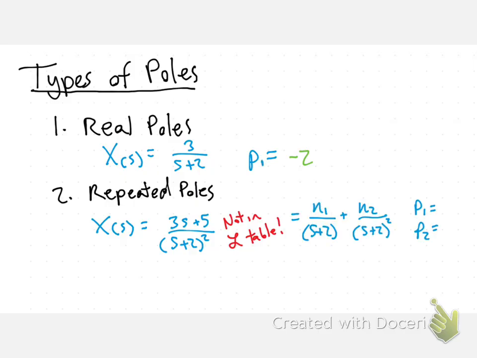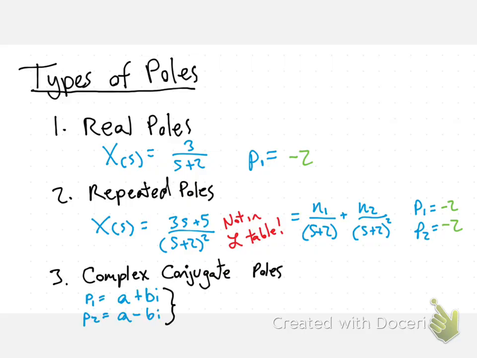So we're going to have one numerator over s plus 2. So there we have one pole at negative 2. And then we're going to need a number over s plus 2 squared. So what's going on here is we have real poles, but there are 2 poles, and both of them are located at negative 2. So that would be a repeated pole. And I'll show you what these are on the Laplace transform table and what they mean for a system response.